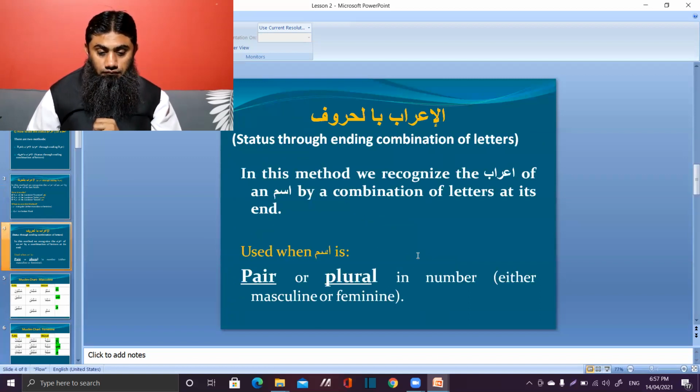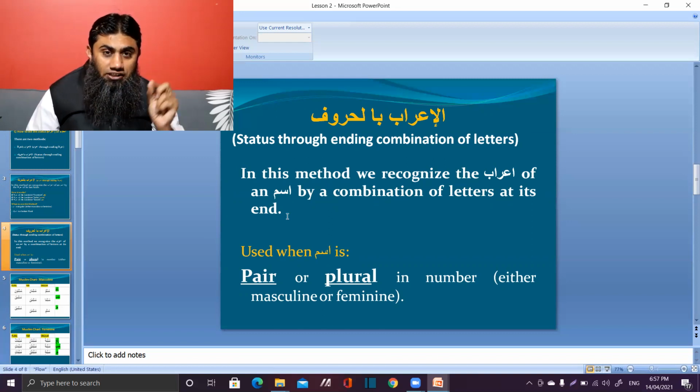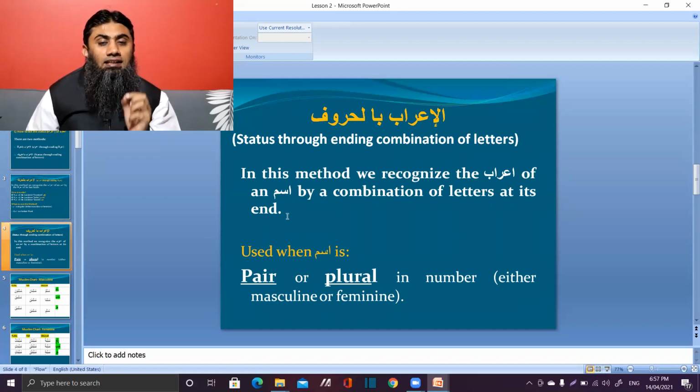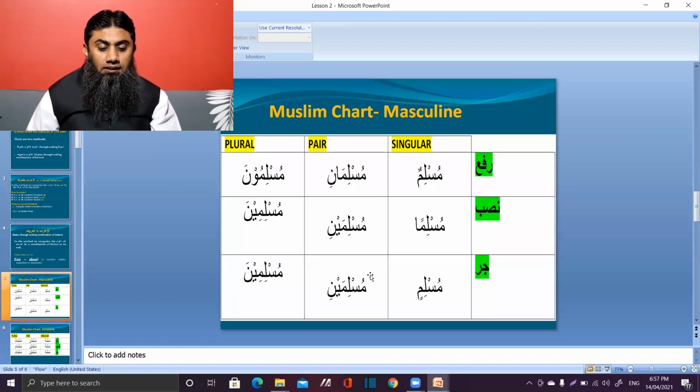Okay, now, what was the second method? Huruf method. In this method, we recognize the i'rab of the ism by a combination of letters at the end of the word. So we look at a combination of letters at the end of the word, and that is how we recognize the i'rab. This time not haraka, rather letters towards the end. Inshallah, we'll see in a minute what it means. And we use this method for what? For if the ism is pair, pair means two, or if the ism is plural, which means more than two, then we use this huruf method.